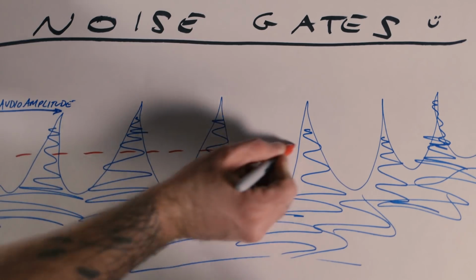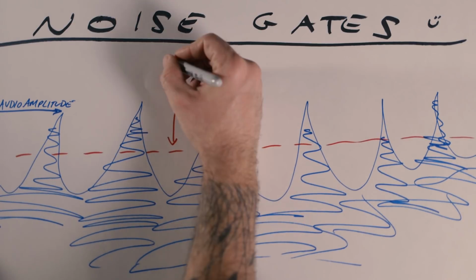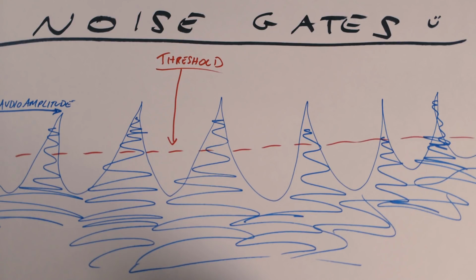So let's move into how do you actually use it. There are 6 parameters you need to be aware of with a gate: threshold, open and close, attack and release, and hold. Those are the 6 you need to be aware of. Now the first one is threshold, and open and close is a part of threshold. So threshold, very similar to a compressor, is the point at which the gate interacts with the audio.